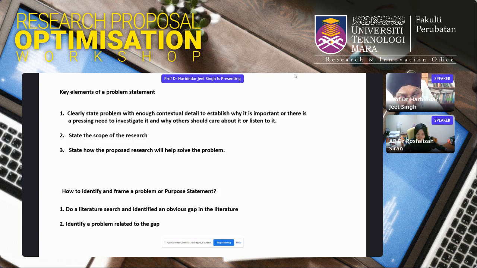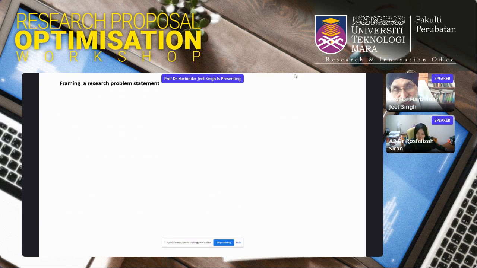So how do you go about it? Framing a problem statement is very important. So how would you go about framing a research problem statement? All right. So I've already so far highlighted what a problem statement is and what it should be addressing. So how do you frame it?